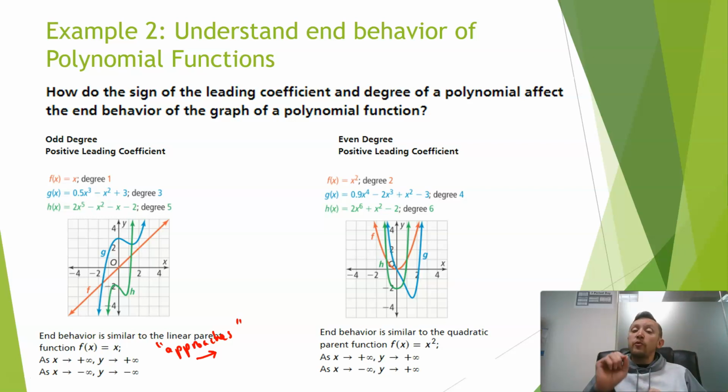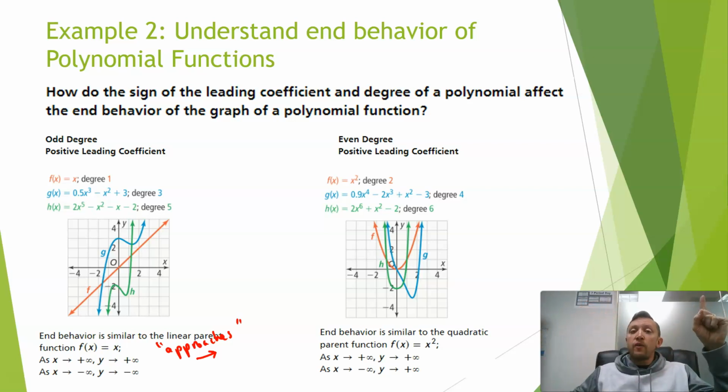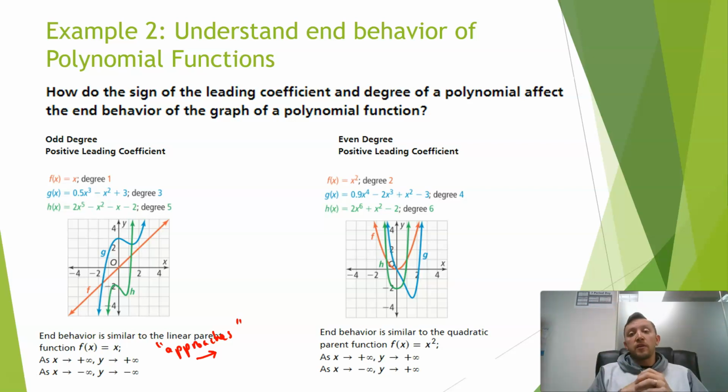When the degree was odd, the left side of the graph went in the opposite direction. So if the right side of the graph is positive, so if our leading coefficient is positive, the right side of the graph is going to go up. If the degree is odd, the left side of the graph is going to go down.